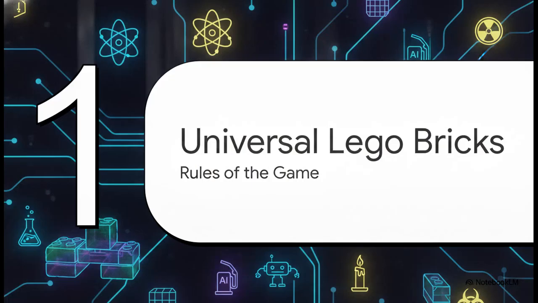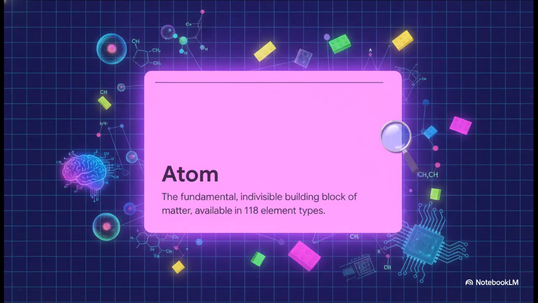Which brings us to part 1, the universal Lego bricks. The absolute crucial point here is the atom. Think of atoms as literally the ultimate Lego bricks of the universe. Just like physical Lego sets have really specific types of pieces, our universe has 118 distinct element types. And these are all laid out nicely on the periodic table. From the carbon in our bodies to the gold and silicon inside our electronics, everything around us is built by simply rearranging those 118 fundamental building blocks.